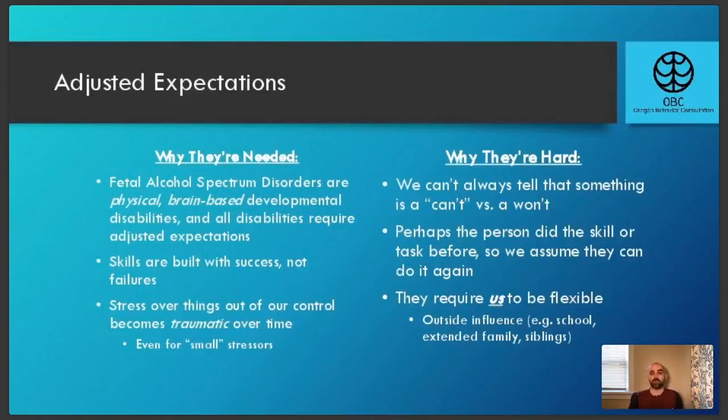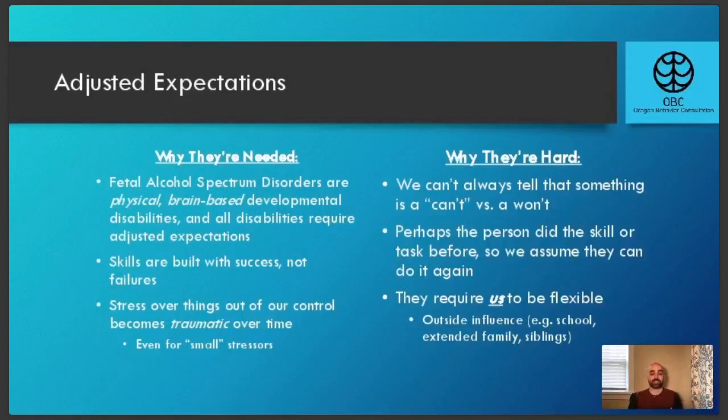They may not even know fully themselves, especially when they're younger. Maybe they've done the skill before, and so we naturally just assume they're going to do it again. And then when it doesn't happen, we can have a power struggle if we're not immediately thinking, oh, this could be a brain thing, right? If we impulsively react as a typical parent.